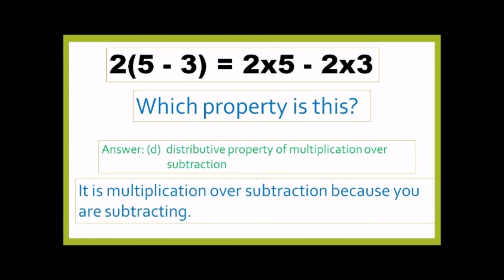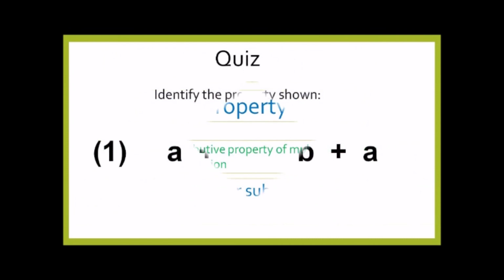Yeah, you're multiplying and you subtracted. So when you remove the brackets, 2 times 5 minus 2 times 3, it says the negative sign is right there, so you are subtracting. So it's the distributive property of multiplication over subtraction. Remember, distributive means you distribute or you're pushing through the parentheses, and that's what you get.